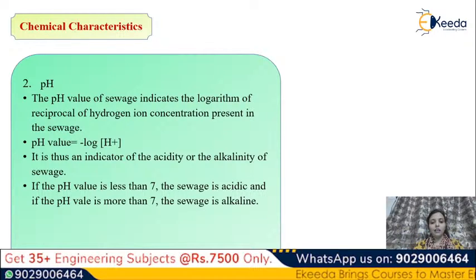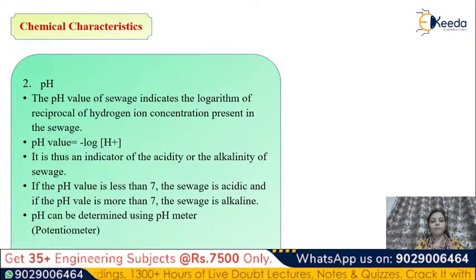There is a scale of pH, and the value of pH starts from 1 and ends at 14: 1, 2, 3, 4, 5, 6, 7, 8, 9, 10, 11, 12, 13, 14. 7 is the neutral value. A pH value less than 7 means the sewage is acidic in nature, and a pH value greater than 7 means the sewage is alkaline in nature. The pH can be determined using a pH meter, an instrument also called a potentiometer.